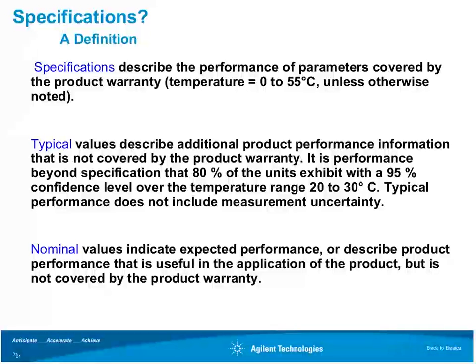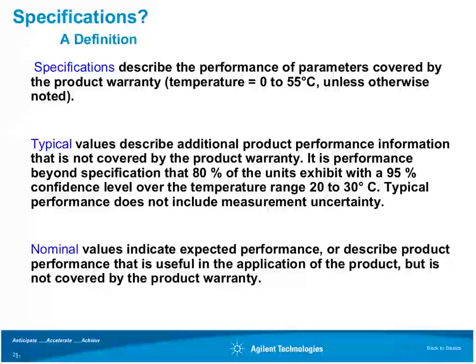On a data sheet, you might also see typical values. And a typical value is something that gets measured on every unit on the production line. Statistically, it's a value that 80% of the units will meet to a 95% confidence level. Typically, this is over a more limited temperature range, somewhere in the room temperature range. And we don't add measurement uncertainty to that value. But the idea is that a typical value gives you a reasonable idea of the performance that you can expect from the instrument. Then finally, we have nominal values.